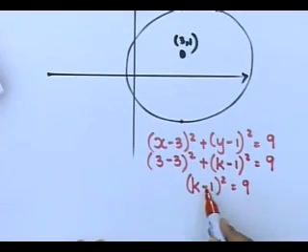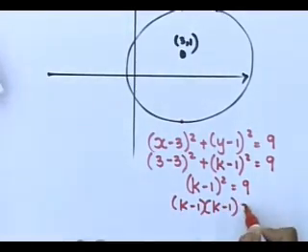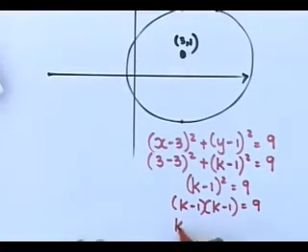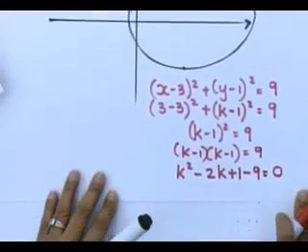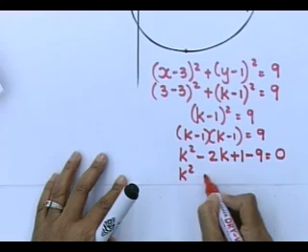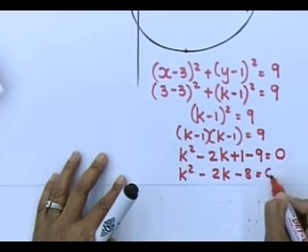Nobody is going to say k squared minus 1 or plus 1. That is wrong. Remember, you write this bracket out twice. K minus 1 times k minus 1 is equal to 9. Multiply out your brackets. Minus k minus k gives me minus 2k. A negative times a negative is plus 1. Bring the 9 across and you get 0. So you have k squared minus 2k minus 8 is equal to 0.